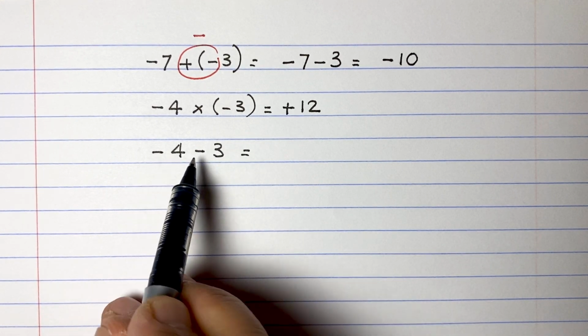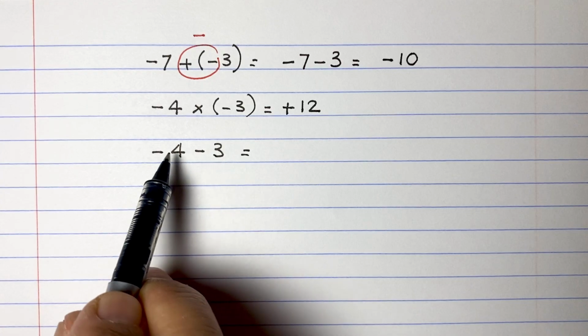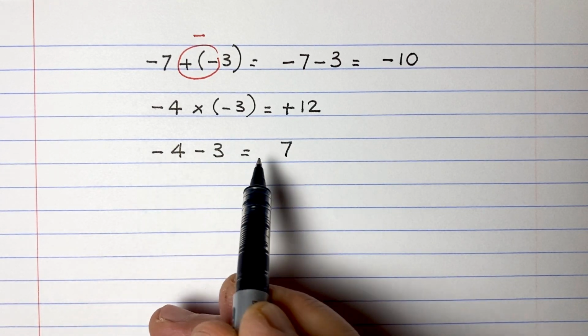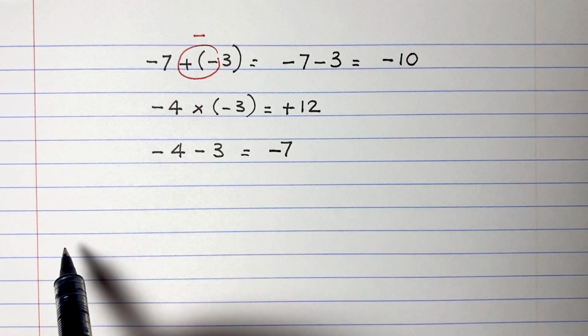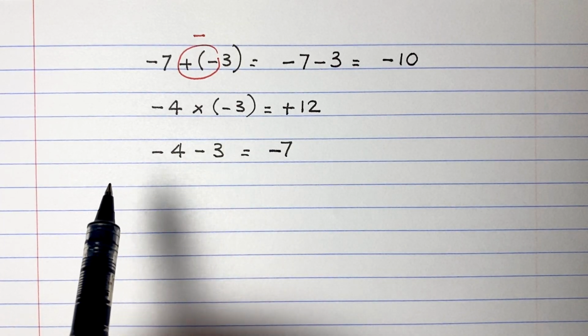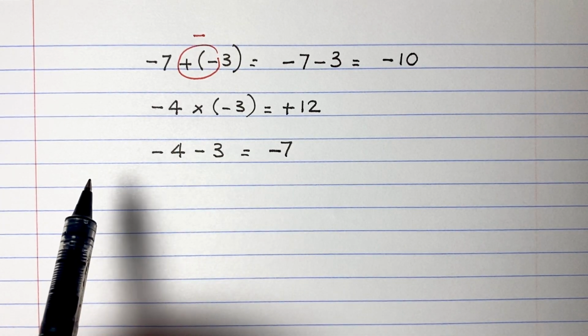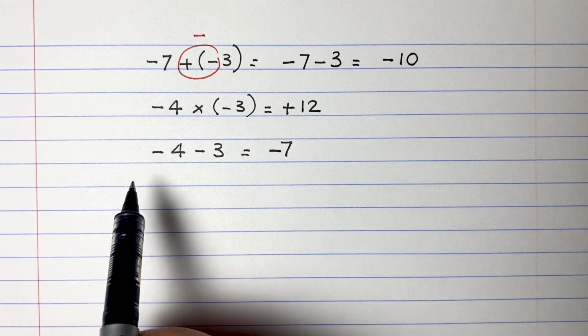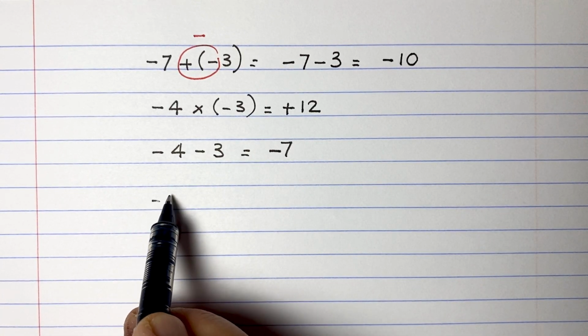Here, I'm not multiplying. The signs are the same. I add the digits. Bigger digit is 4. 4 is negative. The answer is negative. So you've got to really make sure you know the difference of the two rules, when you multiply and divide and when you don't. Here we go.